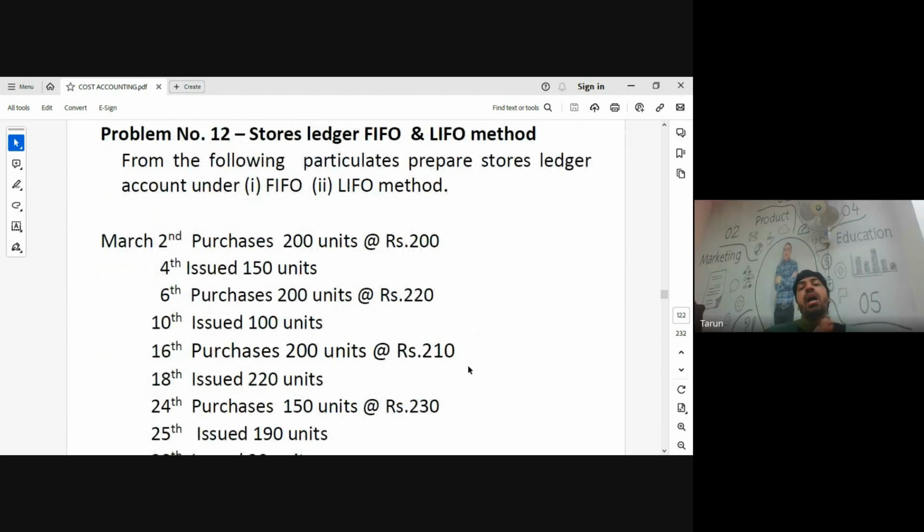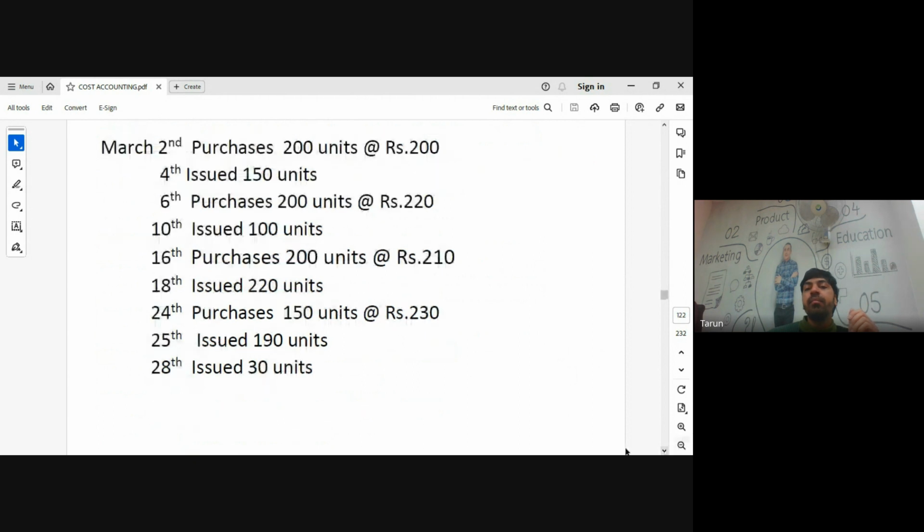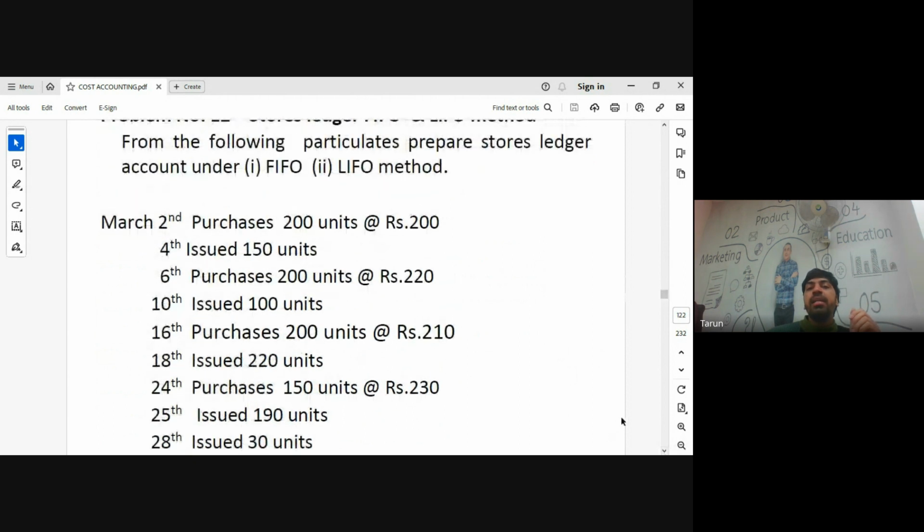All right, so now we talk about another practical session, that is how to maintain the store ledgers using two methods, that is FIFO and LIFO methods, the most important topics in your syllabus. This is a question which has been misestimated, right? So this is the information.